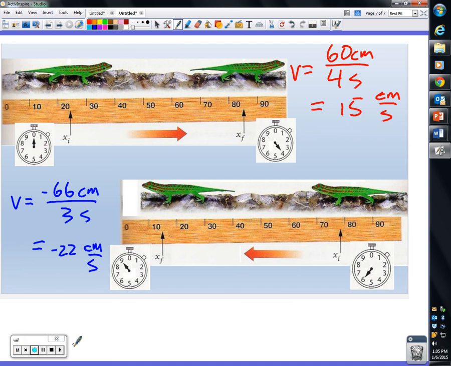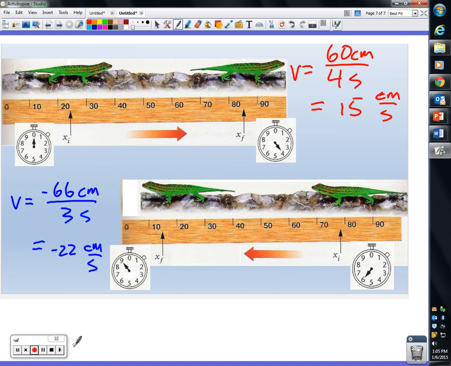So, up on the board, I put a quick calculation. Didn't show you all the steps, but to give you velocities, you need to know displacements and times. So the first trip that the iguana takes, 60 centimeters to the right, in 4 seconds, is 15 centimeters per second. But we said when we did the displacement, we can do this as positive.